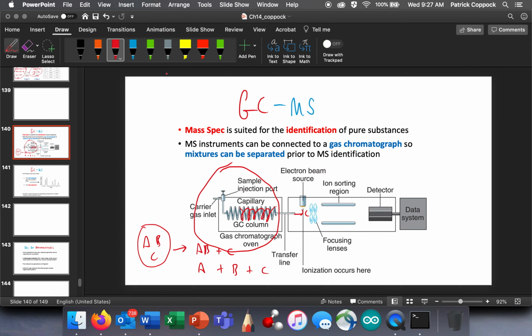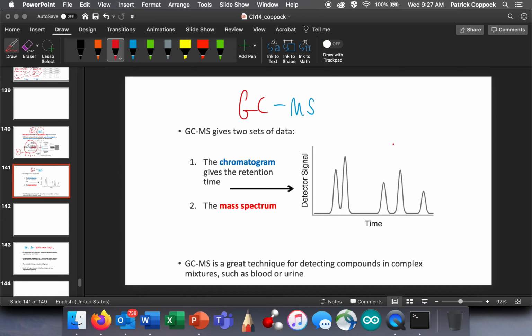And so if we couple these two methods, gas chromatography and mass spec, we can both separate them with the gas chromatography and then analyze them with the mass spec. So here's one more comment on that. It gives two sets of data, of course. It tells you how much, right?